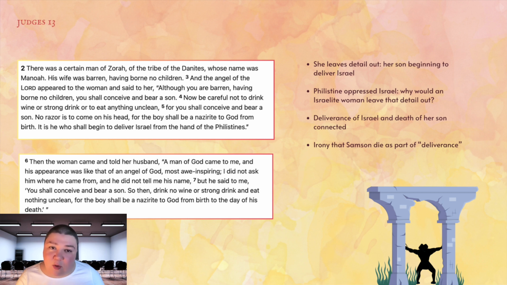Likely, in the woman's mind, this deliverance of Israel and the death of her son were connected. And so, as though to shrink back from that awful part of the story about his death, she leaves the delivering part out. And of course, the irony of this is all highlighted by the fact that Samson, her son, would later on make it his last act to bring down a building on top of Philistine lords and is killed in the process himself, dying as part of the deliverance, so to speak.